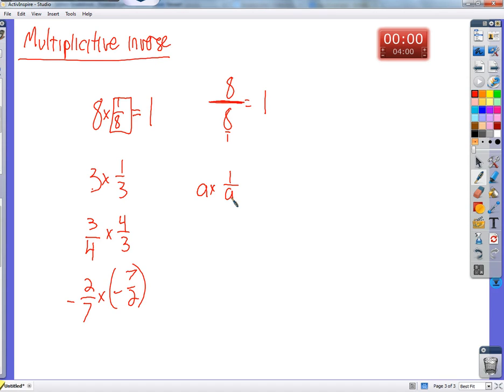So, now we have a definition of division, and that is to divide by a number is to multiply by its multiplicative inverse, or to multiply by its reciprocal. Multiplicative inverse, reciprocal, really the same thing.